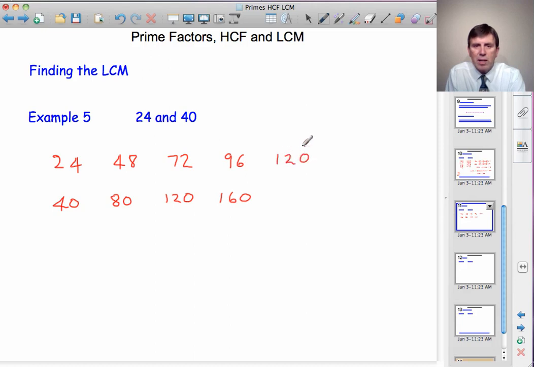We can stop there. There it is. The first common multiple of 24 and 40. The first number that occurs in both the 24 times table and the 40 times table. So that's an alternative method of finding the lowest common multiple.